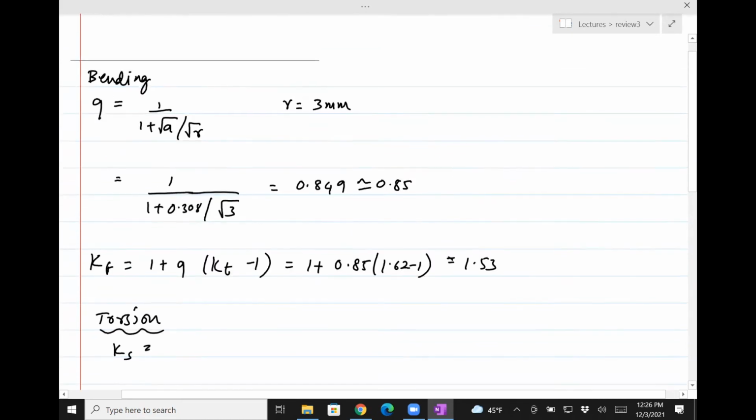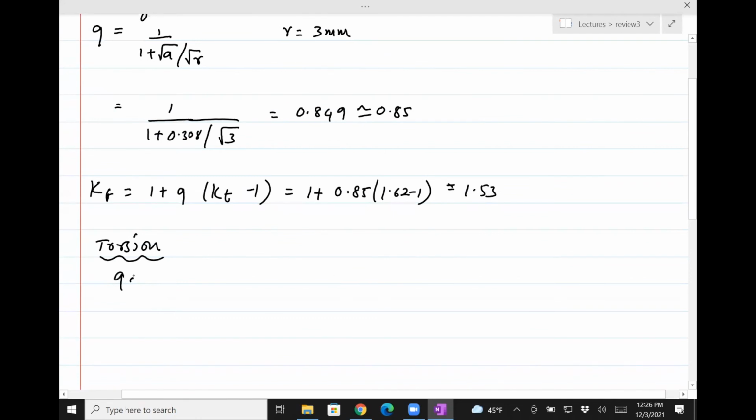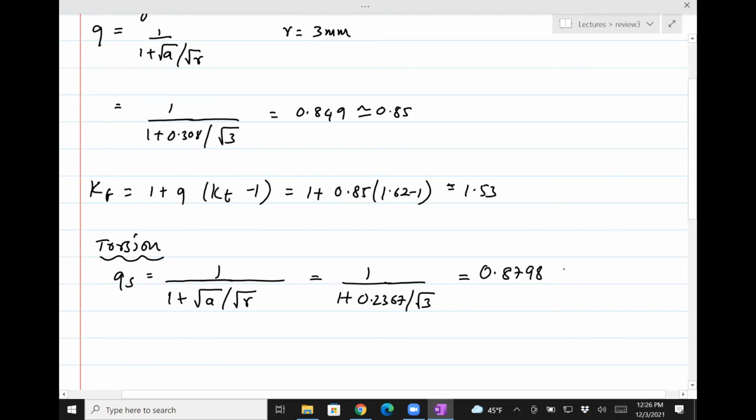QS is 1 plus square root of A divided by square root of R. So square root of A was, going back one page, 0.2367 divided by square root of 3. It comes out to be 0.8798, which is approximately 0.88.